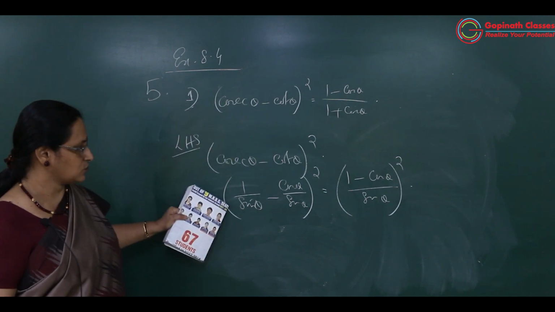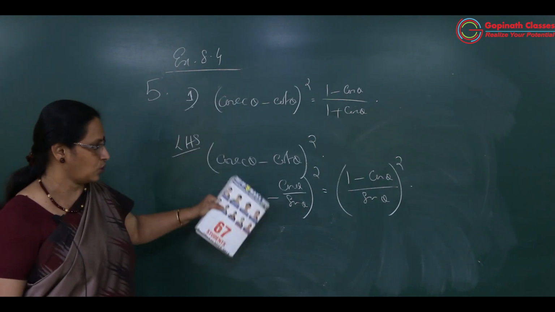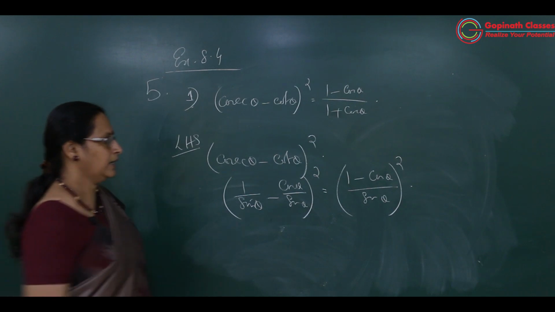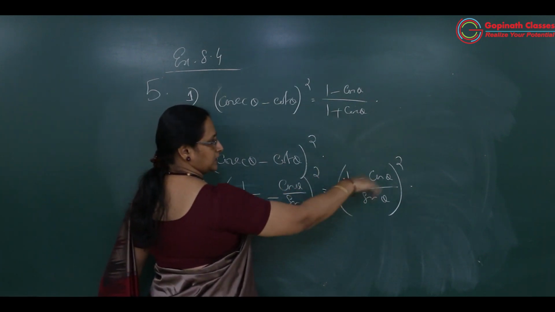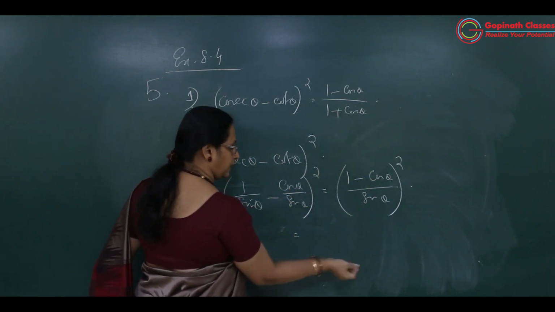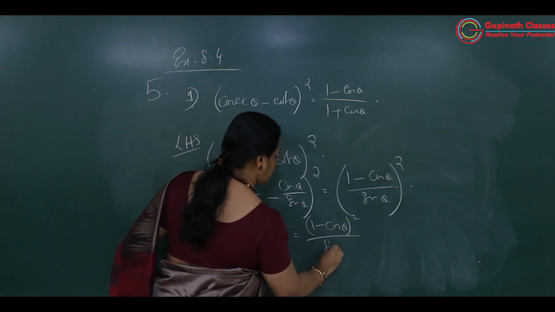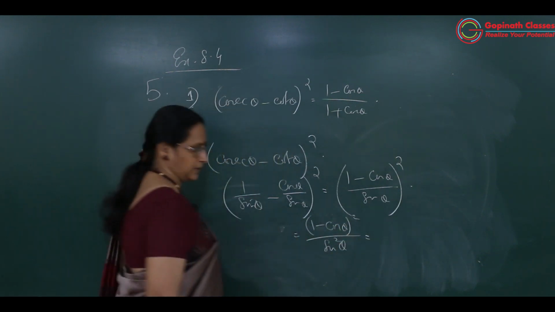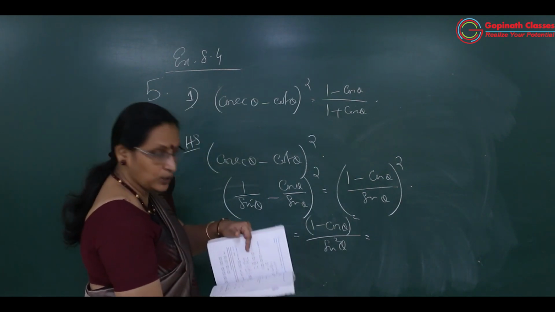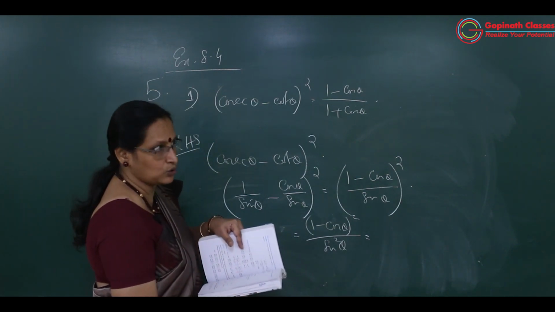LHS I have taken. Cosec I have changed it into 1 by sine. Cot I have changed to cos by sine. Combined kar diya. Now, numerator upon denominator the whole square becomes numerator square upon denominator square. 1 minus cos theta the whole square upon sine square theta. Now, always you have to look into the right side. Where do we want to reach?